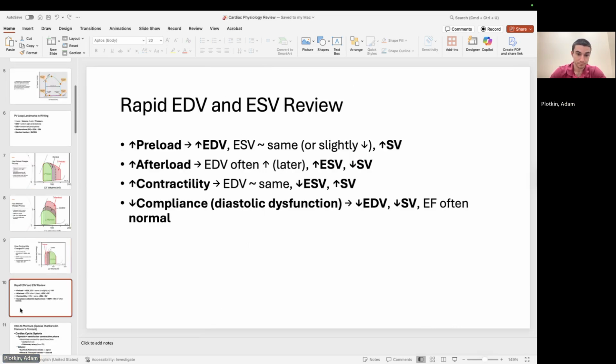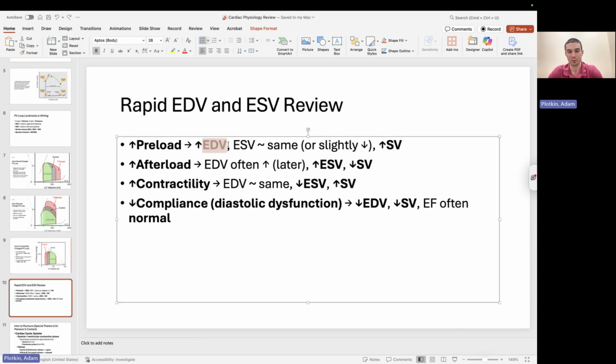All right. This was just everything I said. I'll let you guys screenshot this if you want. If we increase the preload, the end diastolic volume goes up and the stroke volume goes up. If we increase the afterload, the end systolic volume goes up and the stroke volume goes down. If we increase the contractility, the end systolic volume goes down and the stroke volume goes up. If we decrease compliance, the end diastolic volume goes down and the stroke volume goes down.